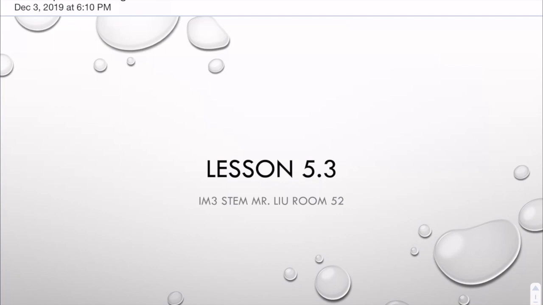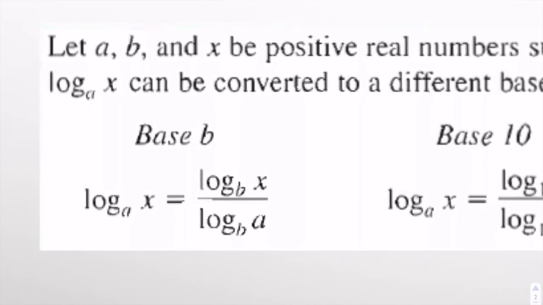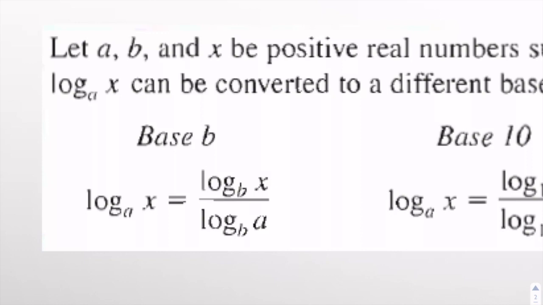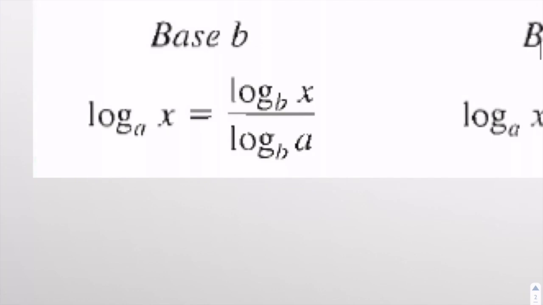So this is lesson 5.3, properties of logarithms. And we start with this idea of the change of base formula. Now, the way that they're presenting it here is that the change of base formula is being shown if you're just talking about base b. So take a look at what we have here. They're saying let a, b, and x be positive real numbers such that a is not equal to 1 and that b is not equal to 1, then log base a of x can be converted to a different base as follows. So let's follow along here and see what they're talking about.